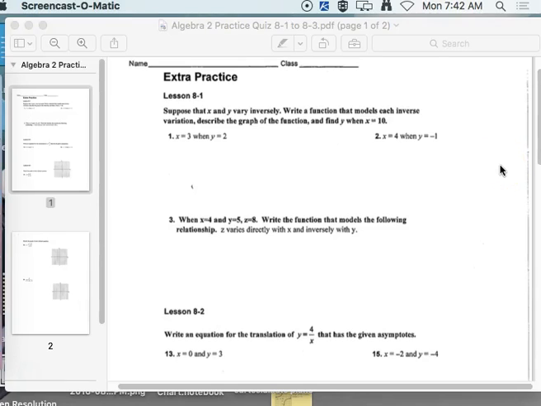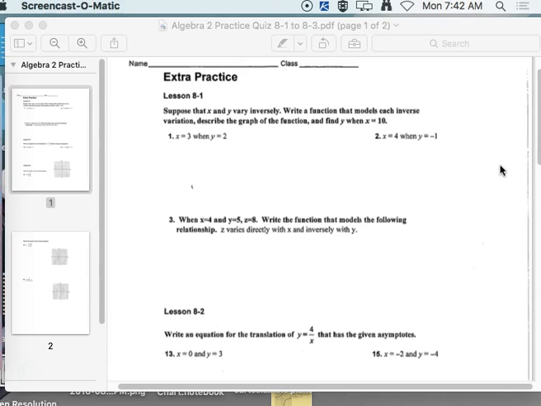Alrighty, let's get started. The review today, we are just going to focus on 8.1, 8.2, and 8.3. And then tomorrow and the next day, we'll focus on the whole thing and try to put it together. It's just been a really long time since we talked about 8.1, 8.2, and 8.3.